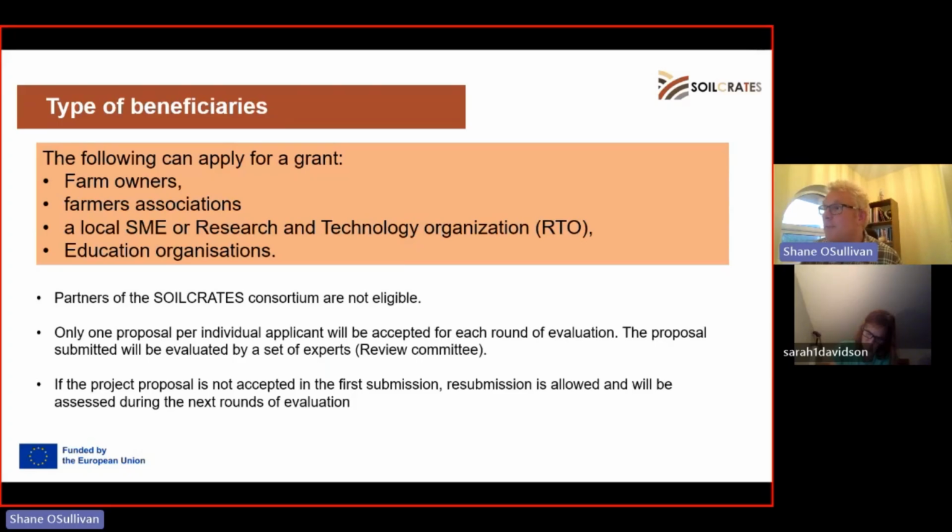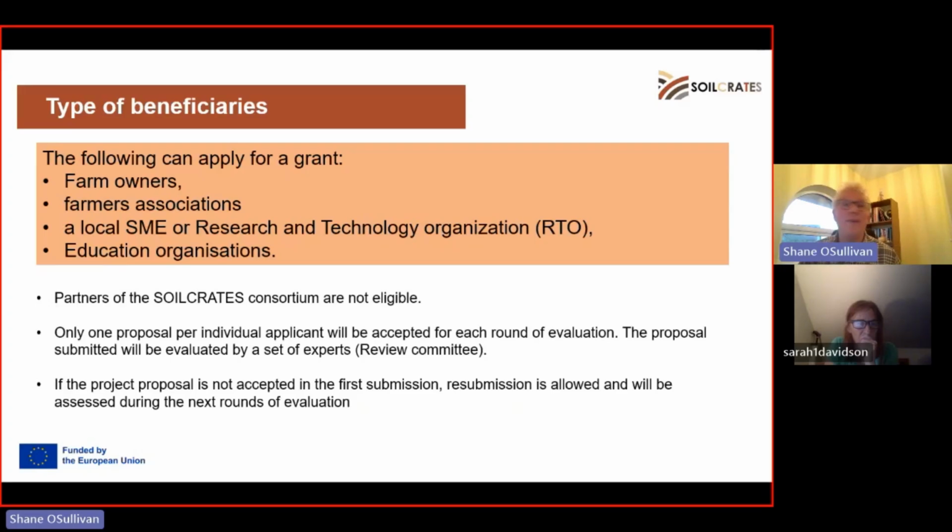As I said before, who can apply for this project? These are farm owners, farm associations, so like IFA, ICMSA, and maybe other groups could come together if they have sufficient land in order to undertake it. It could be a local SME or a research and technology organisation or an educational institution. However, we would really like to see farmers applying for these grants, because these are the key landowners within the countryside, and these have a key role in food production and the management of soil overall.